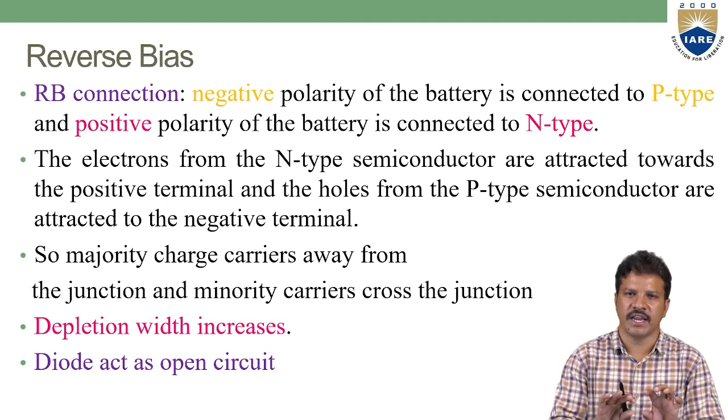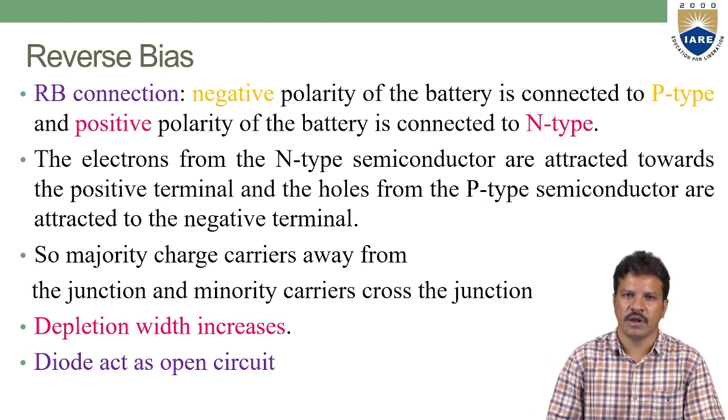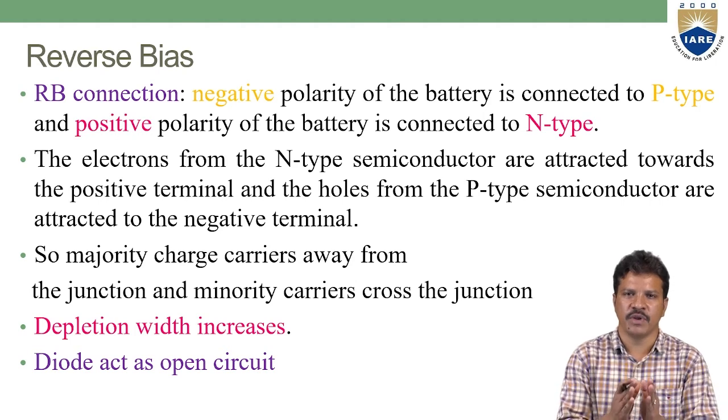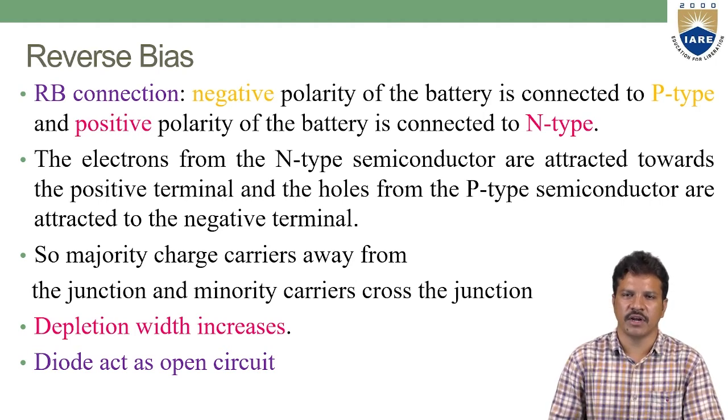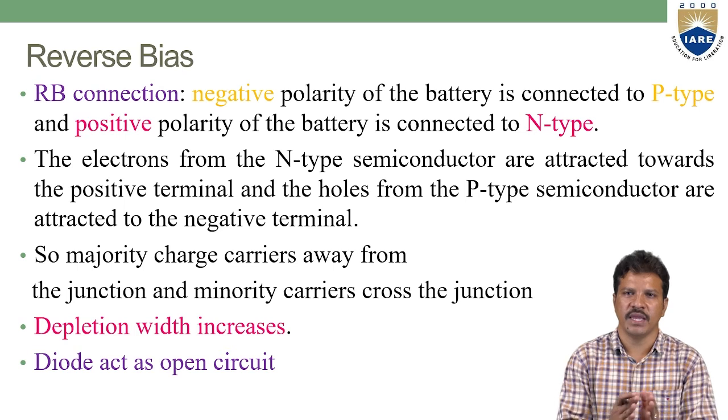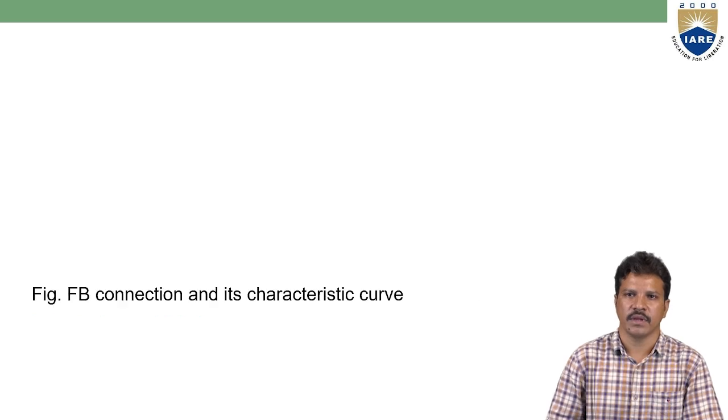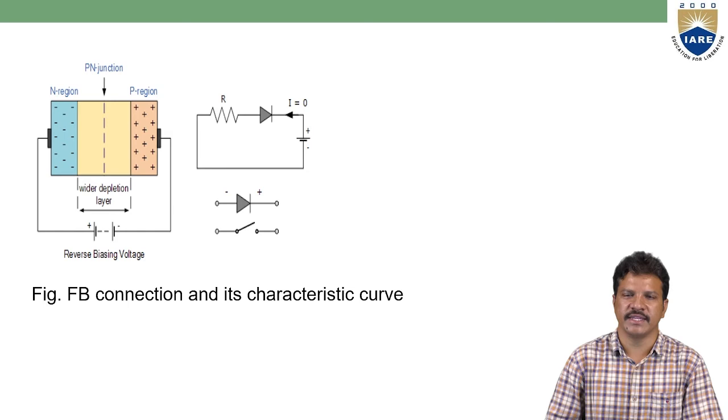When all majority carriers move away from the junction, since we already have an initial junction potential, then due to this reverse voltage the reverse-biased junction increases, which means the depletion width will increase. So the diode acts as an open circuit. In this figure, we can see how the depletion width increases and it acts as an open circuit.